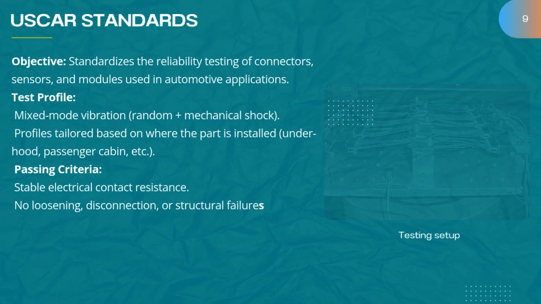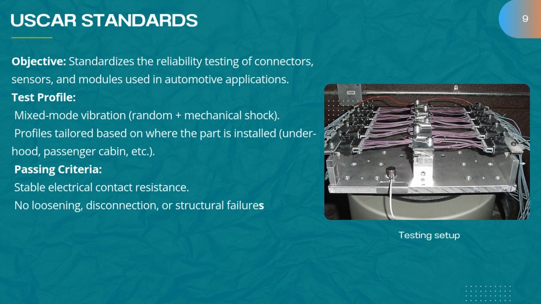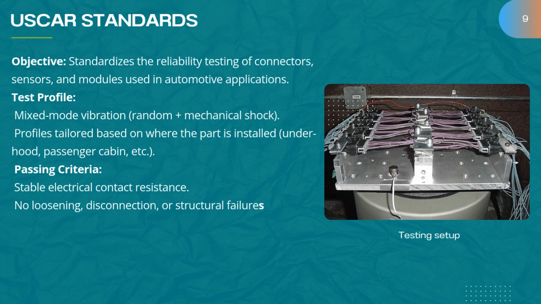USCAR standards. This one is all about testing connectors, sensors, and modules in cars to make sure they're reliable. The test uses mixed mode vibration, so that's random plus mechanical shocks. The exact vibration profile depends on where the part is used, like under the hood or inside the cabin. To pass, there should be no loosening, disconnection, or structural issues, and the electrical contact resistance must stay stable. You can see a bulk connector test set up in the image.